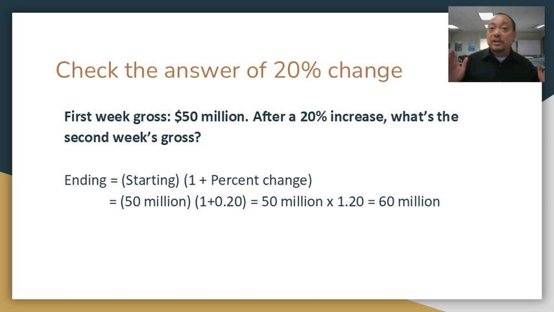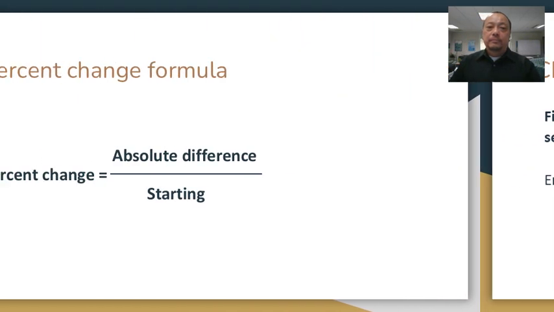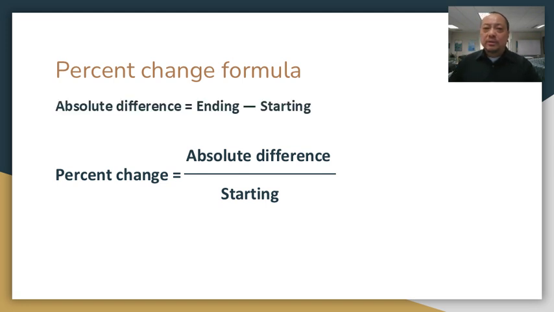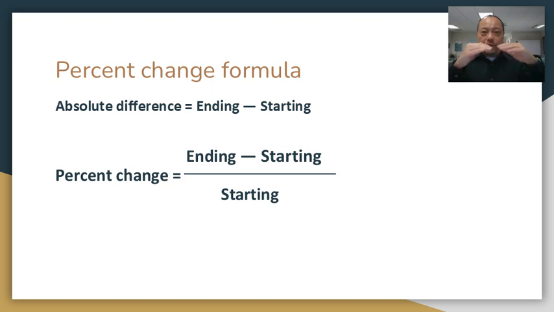We're now confident of our solution, and let's write it in the form of a formula. Here we go. The percent change formula equals absolute difference divided by the starting value. Always the starting value. What's the absolute difference though? Well, absolute difference was ending minus starting. Therefore, percent change equals ending minus starting, the whole thing divided by starting.